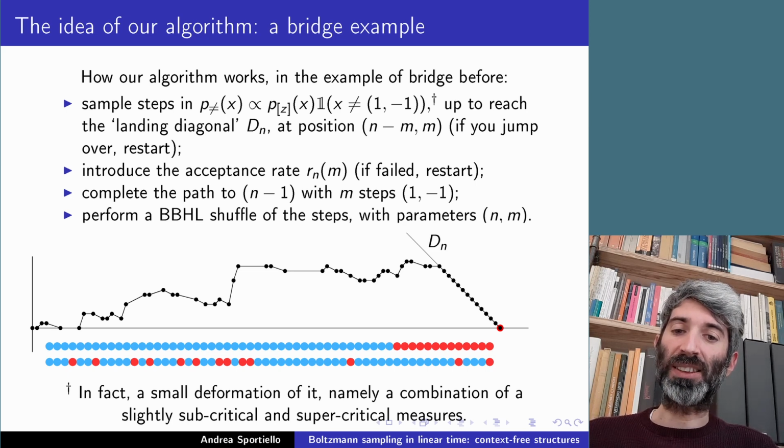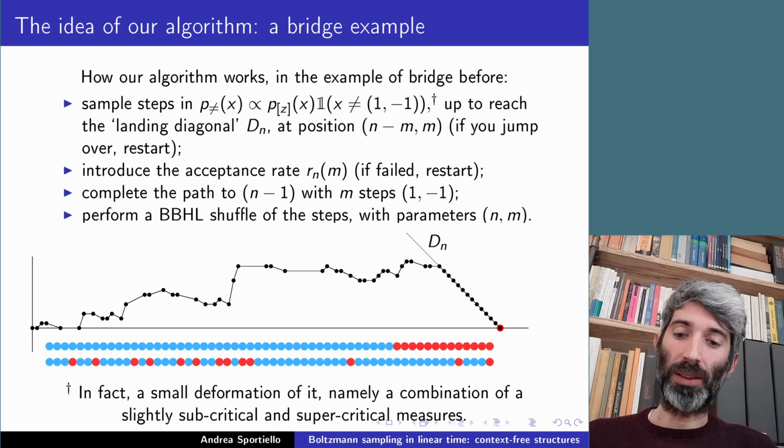Now, the point is that the acceptance rate can be made as large as possible, essentially as the maximum over m of the possible acceptance rate. As the maximum is realized essentially at the saddle point, and the acceptance rate is a smooth function with essentially the same width as the Gaussian of the central limit theorem, the average acceptance rate will also be of order 1. And this algorithm will have a complexity which is linear, because the number of restarts is of order 1.